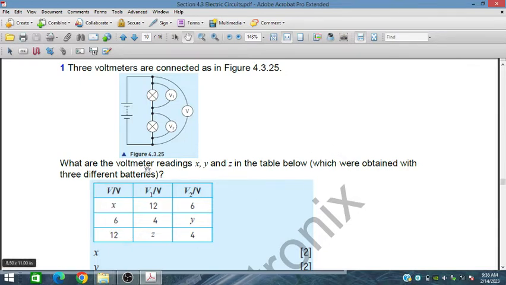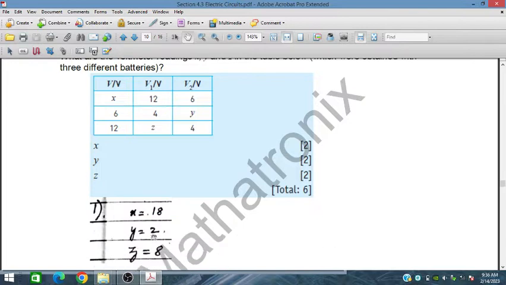So if this voltage is 6 volt and this is 4 volt, the difference between these two is here. So this is basically 2 volt. Y is 2 volt.